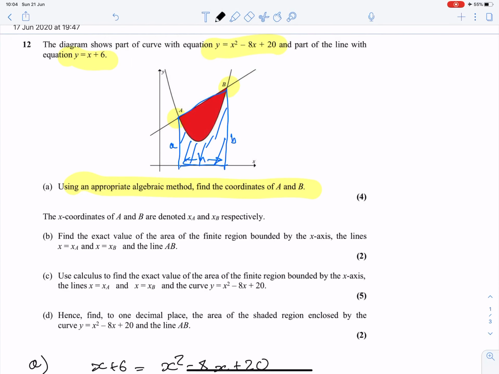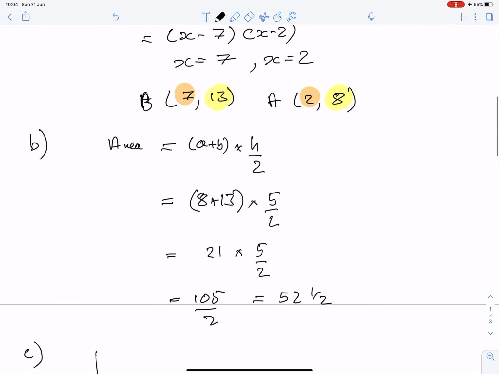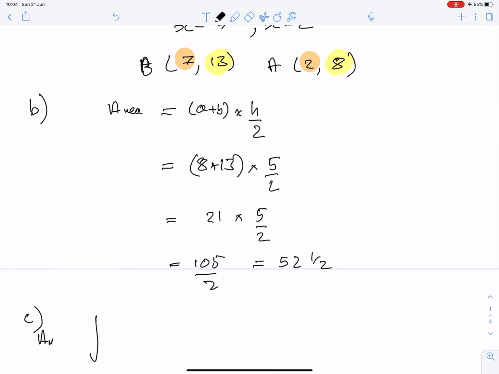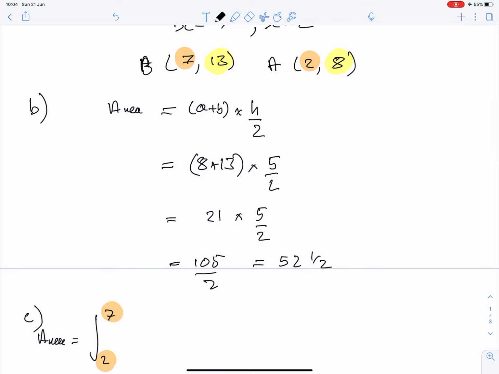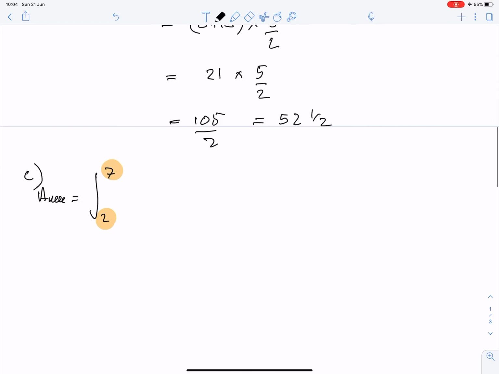So to do that, we know hopefully that we integrate. So the area is equal to the integral between the x values, so that's 2 and 7. It's coming from the same places that we had up here, 2 and 7. And we're integrating our equation for the curve, which is x squared minus 8x plus 20 dx.